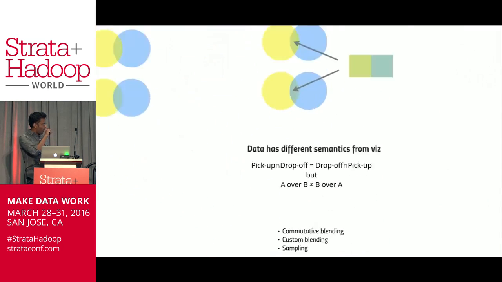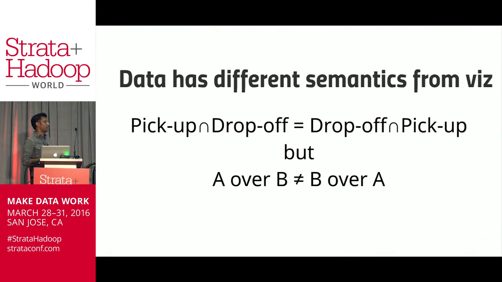It has to do with the points overlap, but if you really go into this, it is because the semantic that we are trying to visualize is commutative, but compositing is not commutative, okay? So whether somebody was picked up and dropped off in the same location or dropped off and picked up in the same location, it doesn't matter. It's the same group of people. But compositing, at least the over operator from Porter Duff, those of you who know that, is not commutative, okay?